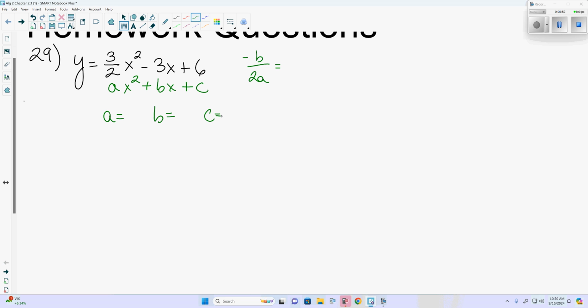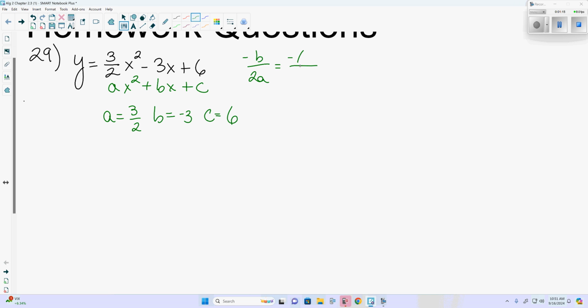So our ax squared plus bx plus c will help us find a, b, and c. So a is the number in front of x squared with its sign, so that's 3/2. B is the number in front of x with its sign, so -3. And c is our number without a variable, so 6. Now we can calculate our negative b over 2a.